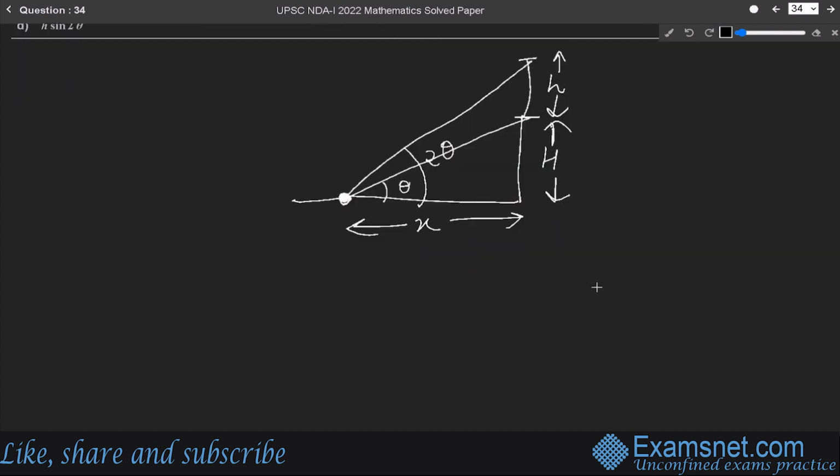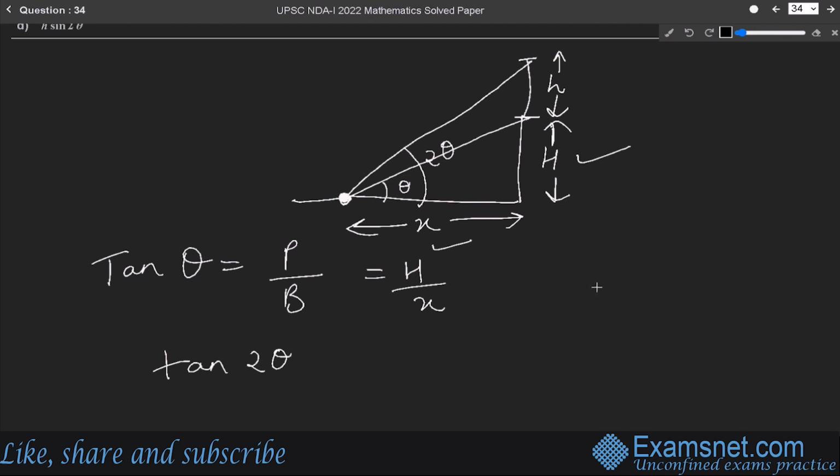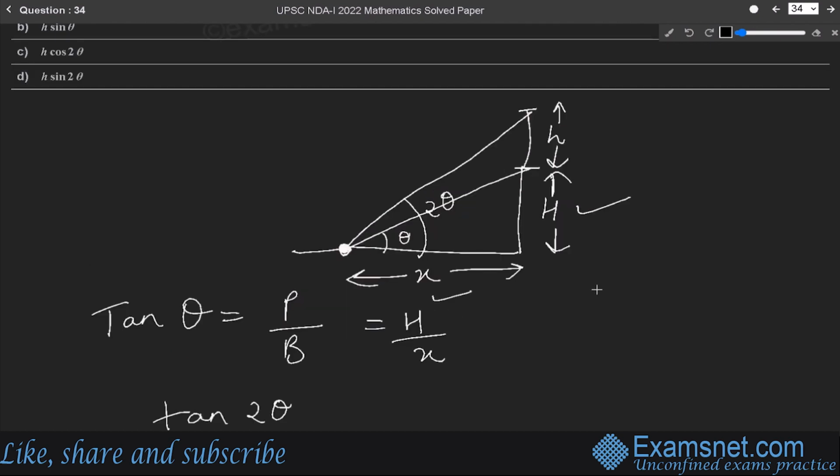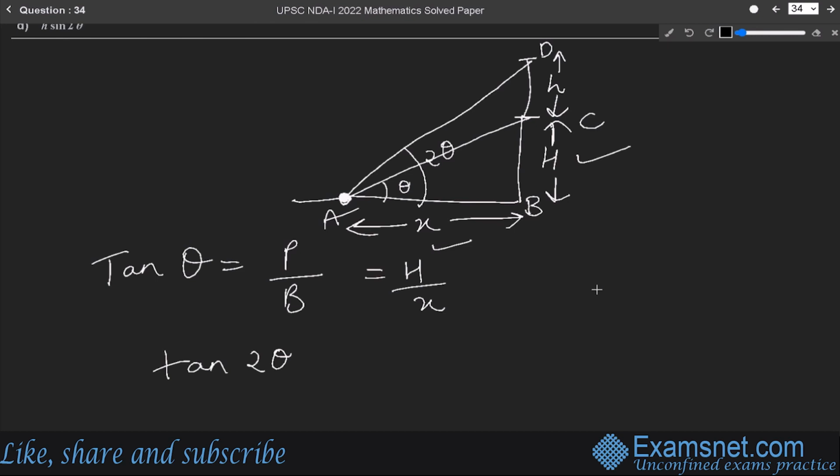Now moving further, we know that tan theta is equal to perpendicular upon base. So for the tower, the perpendicular is h and base is x. So I can write h upon x. Again, tan 2 theta means the whole triangle. Let us give names to this: A, B, C and D. So for triangle ABC, tan theta is equal to h upon x. Now for triangle ABD, tan 2 theta will be, perpendicular is this whole thing, meaning h plus h upon x.